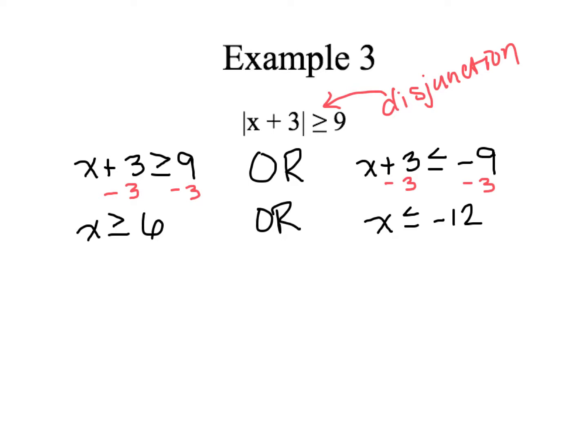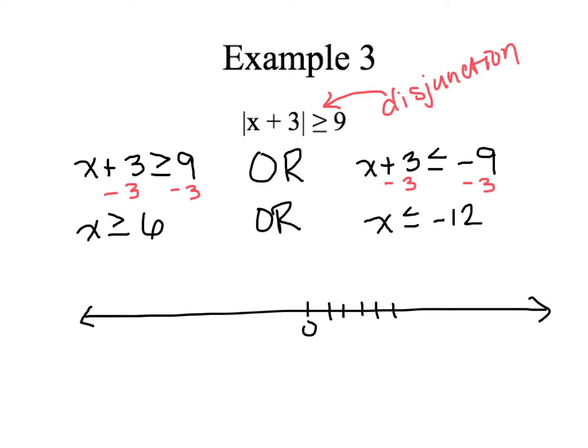Okay, so now I'm going to graph the two inequalities. 1, 2, 3, 4, 5, 6, 7, 8, 9, 10, 11, 12. Negative 12, positive 12, so at least I know where it's going to.